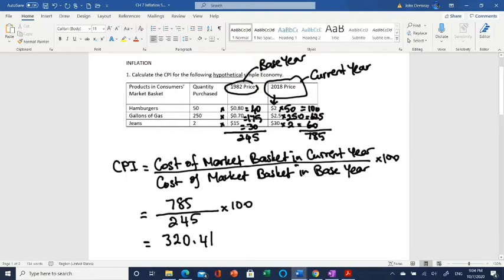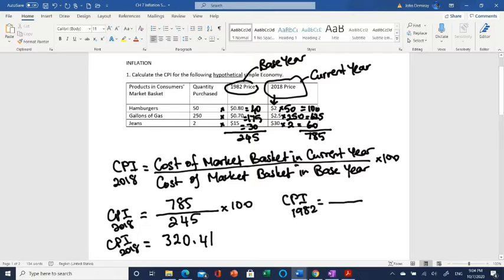So remember, the CPI for the base year is always 100. Let me do that here. The CPI we calculated here is for the current year, right? So this is for 2018. So this is the CPI for 2018. So let me quickly do the CPI for the base year, 1982.